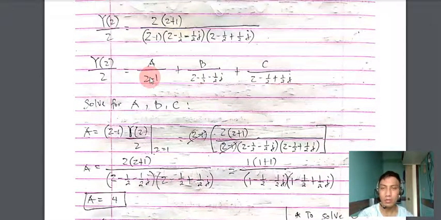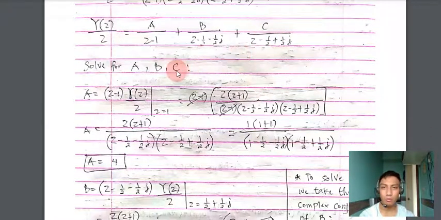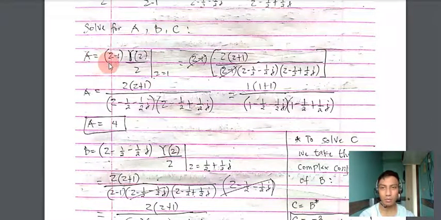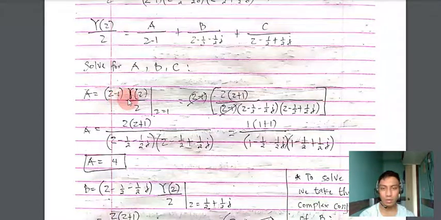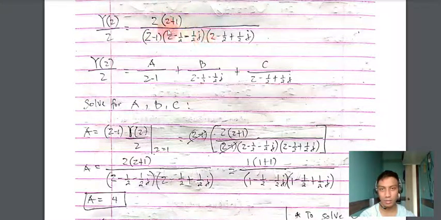Okay, so by partial fraction, we have Y of z over z equals A over z minus 1 plus B over z minus 1 half minus 1 half j plus C over z minus 1 half plus 1 half j. Okay, so solving for A, B, and C, we have A is equal to z minus 1 multiplied by Y of z. We just multiply it by z minus a, where z is equal to 1.